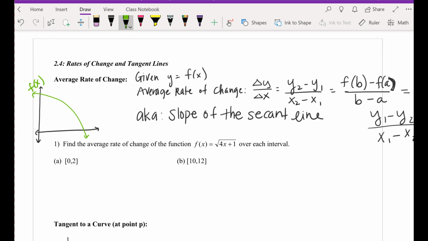Let me give you an a value and a b value. Let's call this one over here a. Let's call this one over here b. Would you agree that's the y value for a? No, f of a. Then the y value for b is just called f of b.